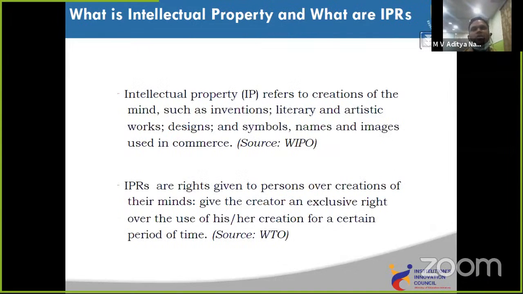Intellectual property rights deal with the creations of the mind, such as inventions, literary and artistic work, designs, etc., which are used in commerce. This is according to the definition given by WIPO. According to the WTO, the World Trade Organization, intellectual property rights are the rights given to persons over the creation of their mind, giving the creator an exclusive right over the use of his or her own creation for a certain period of time. In brief, it is a limited period of time.